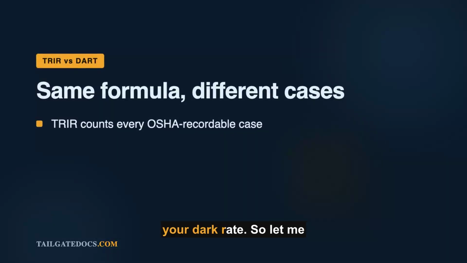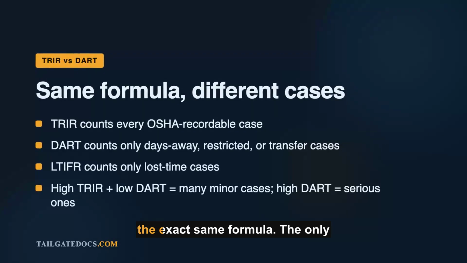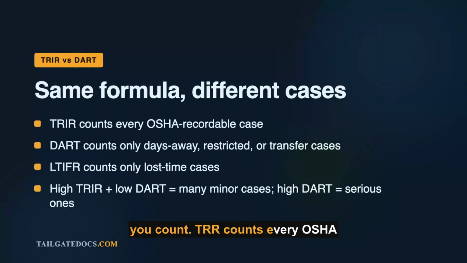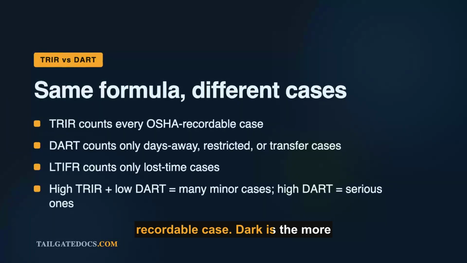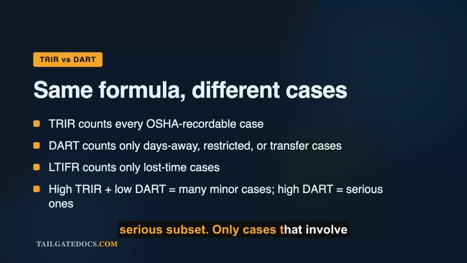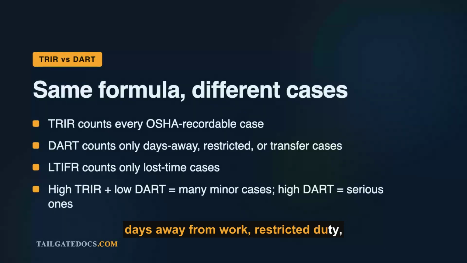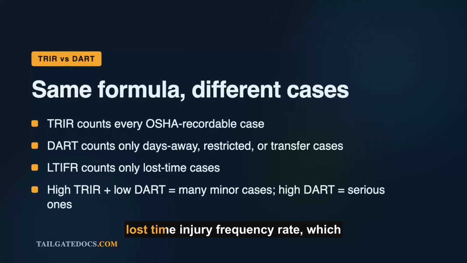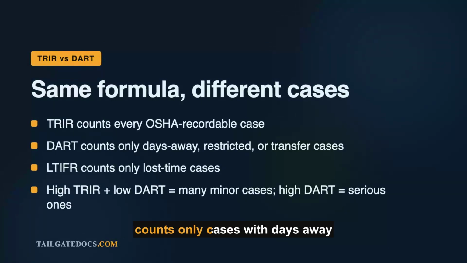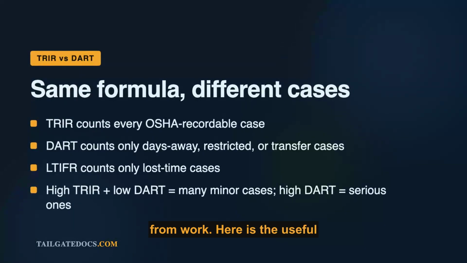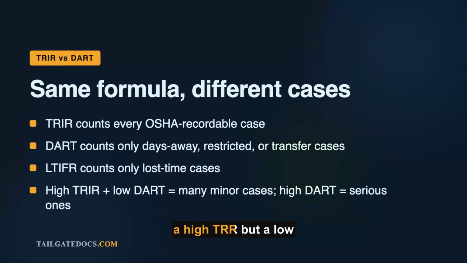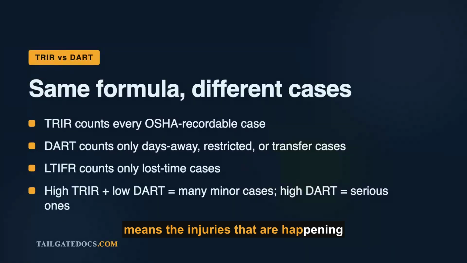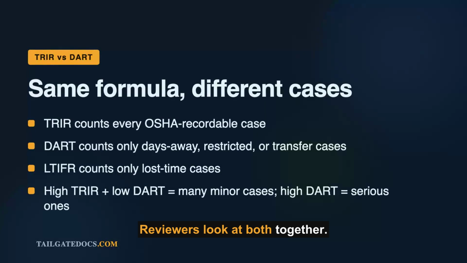You will also get asked for your DART rate. So let me clear that up because it uses the exact same formula. The only thing that changes is which cases you count. TRIR counts every OSHA recordable case. DART is the more serious subset. Only cases that involve days away from work, restricted duty, or job transfer. And there's a third one, LTIFR, the lost time injury frequency rate, which counts only cases with days away from work. Here is the useful read on it. A company with a high TRIR but a low DART is having a lot of minor recordables, whereas a high DART means the injuries that are happening are serious. Reviewers look at both together.